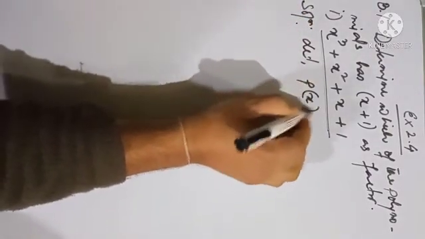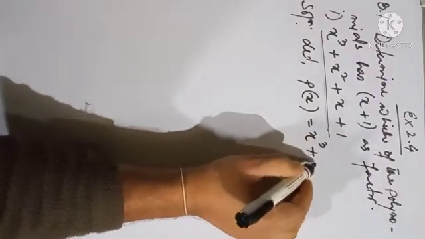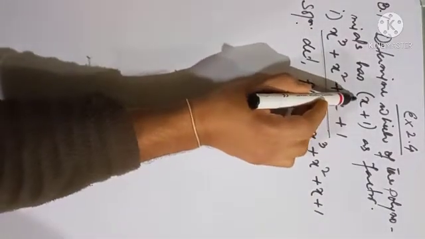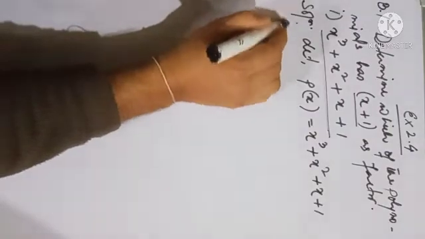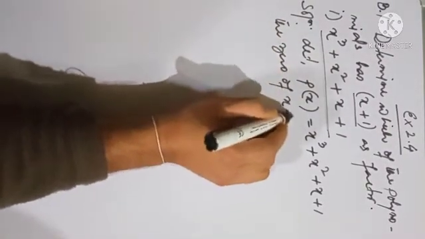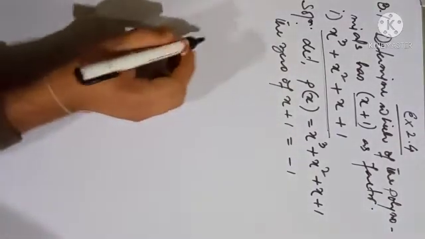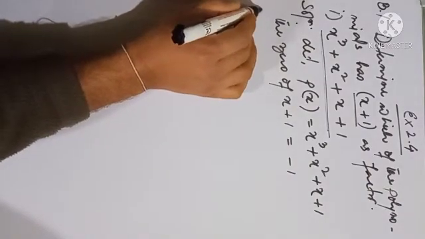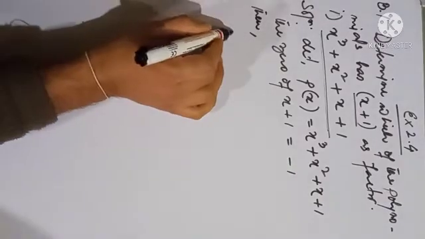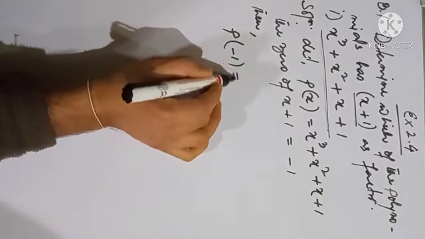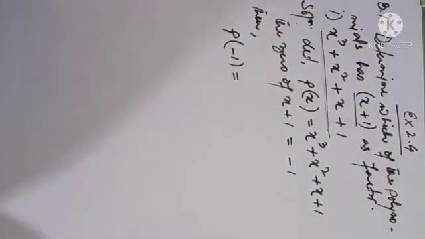Let p of x equal x cubed plus x squared plus x plus 1. Now let us find the zero of x plus 1. The zero of x plus 1 is minus 1. Very simple: when it is plus 1, it becomes minus 1. So now let us find p of minus 1. Wherever you find x, you have to replace it with minus 1.